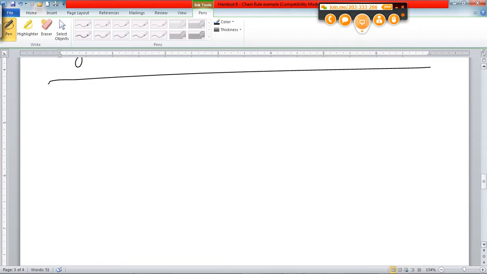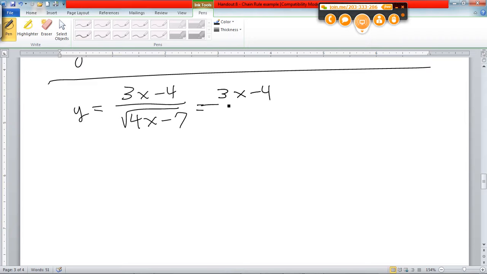All right. Try one more here at least. Y equals 3x minus 4 over square root of 4x minus 7. Okay, well, one thing I can see is I better write that square root as the 1/2 power. So it'll be 3x minus 4 over 4x minus 7 to the 1/2 power. Let's rewrite it that way. Okay.